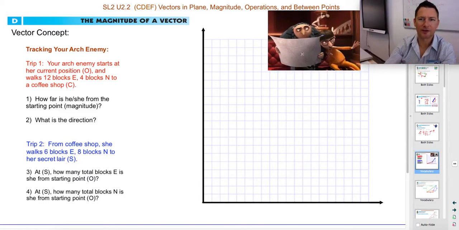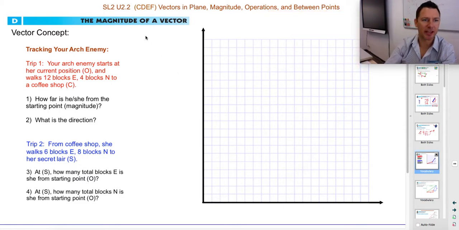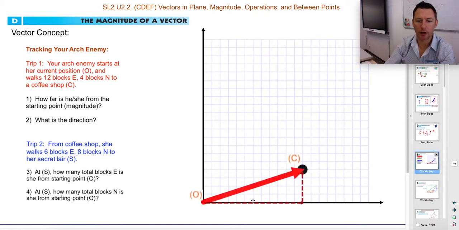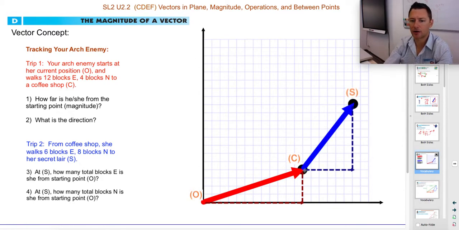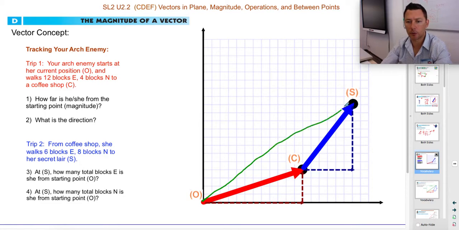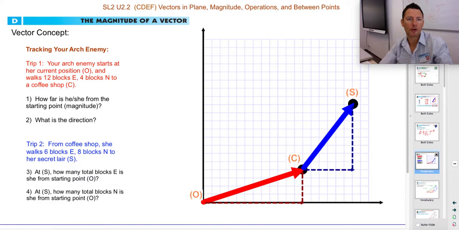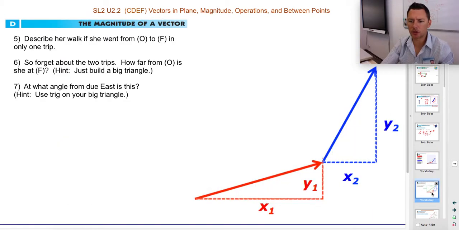All right, so you're tracking your arch enemy. Maybe, I don't know who you identify with more here, but you see him or her first walk from point O to point C, so they walk a certain distance over and a certain distance up. Then you take note of where they are, and they walk again a certain distance over and a certain distance up, and you want to figure out how far over and up they are in total. We want to find not a unit vector, just a regular vector from point O to point S. Well, you can add them all up.